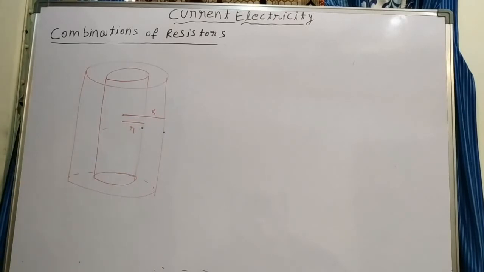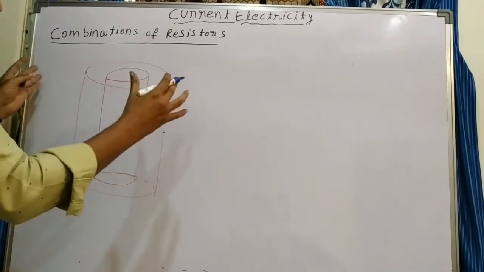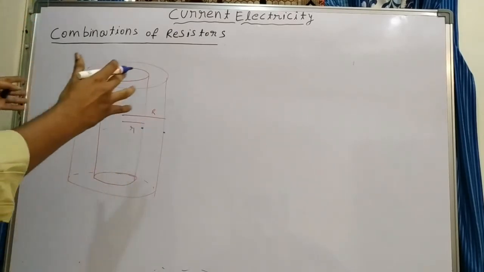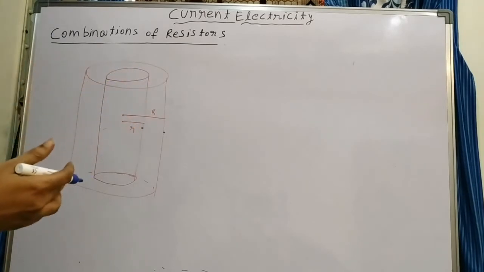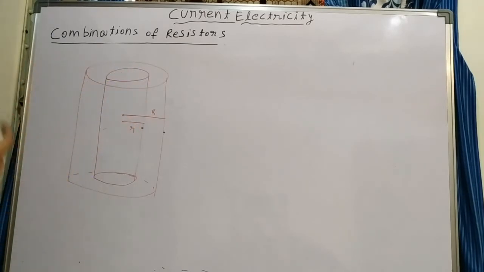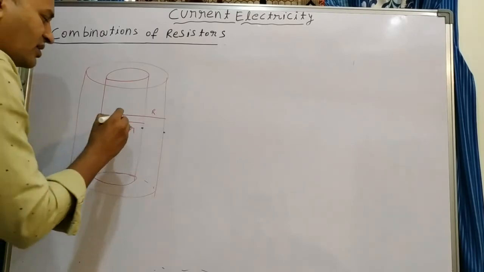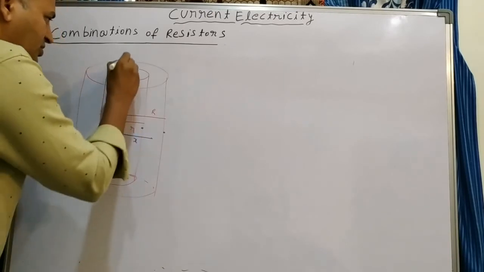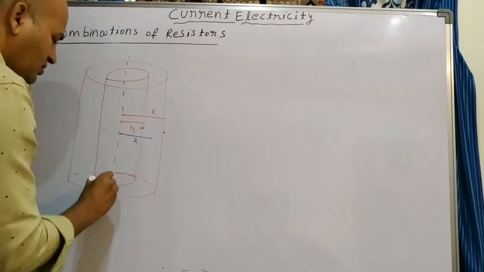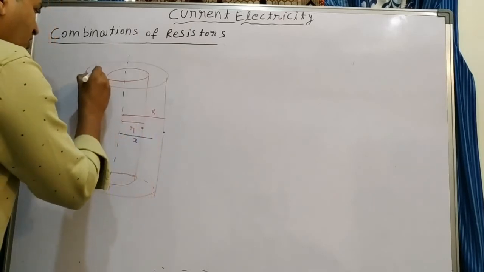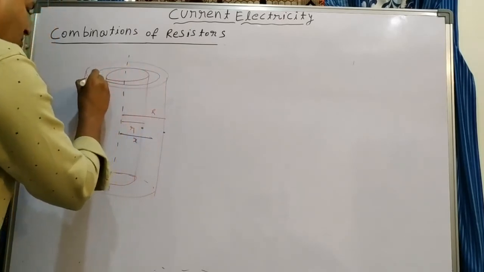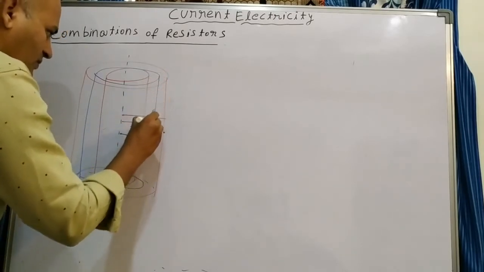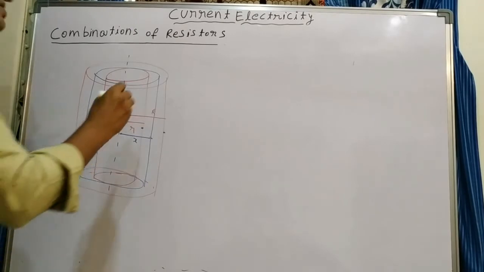But what about area? First the current goes from inside to outside with an area of the small cylinder. When it goes outside, what happens? Area keeps on increasing, so here area changes. To calculate that variable area, you can assume a particular position at x distance from the center. This is the axis of the cylinder. And here you can assume a cylindrical shell which has some thickness dx.